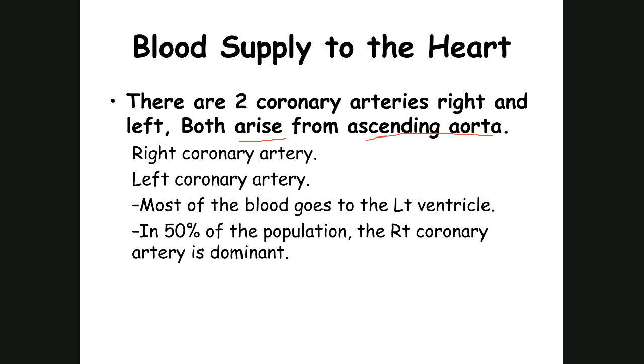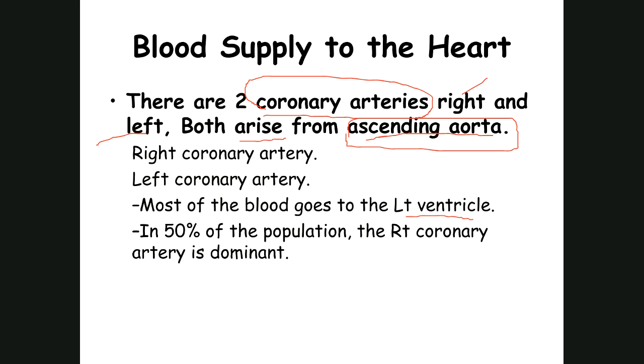So the name of the artery which supplies the heart is called the coronary artery. How many coronary arteries? Right and left. From where does this coronary artery come? This coronary artery comes from the ascending aorta. Most of the blood goes to the left ventricle. The blood which comes from all other parts of the body goes to the left ventricle.